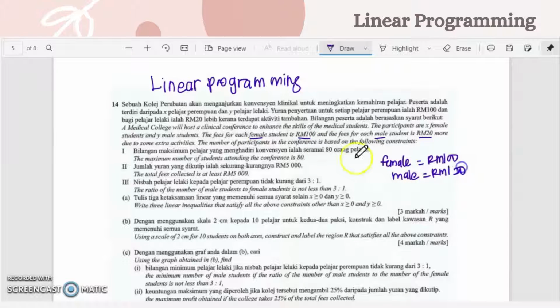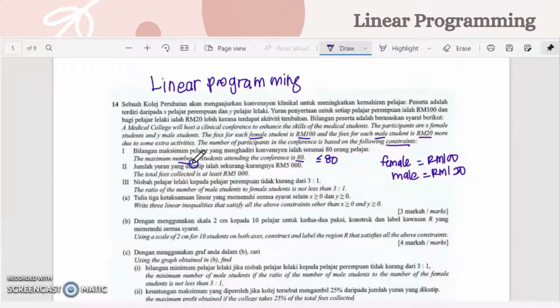Okay. The number of participants in the conference is based on the following constraints. The first one is the maximum number of students attending. The maximum number of students attending the conference is 80. Maksud dia maksimum ni paling banyak. So paling banyak, paling yang boleh terima ialah 80. Means that kita boleh terima is 80 and less lah. So this one will be less than equal to 80.